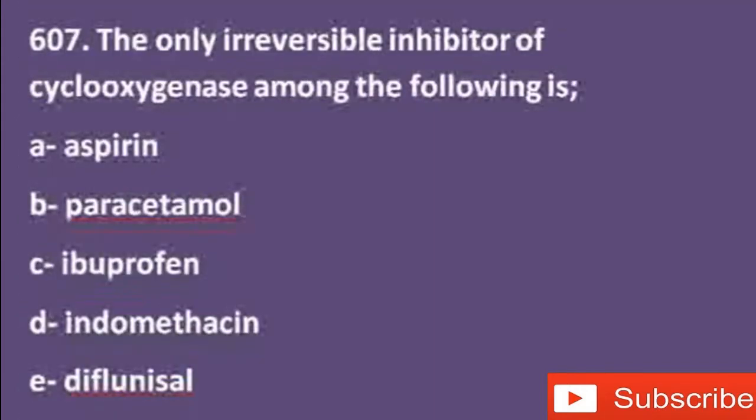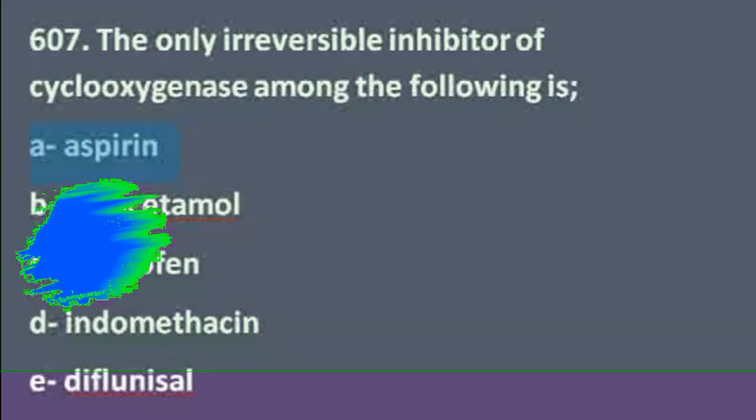The only irreversible inhibitor of cyclooxygenase enzyme among the following is: options are aspirin, paracetamol, ibuprofen, indomethacin and diflunisal. Actually among these the only irreversible inhibitor of cyclooxygenase enzyme is aspirin, while the rest will inhibit this enzyme reversibly.